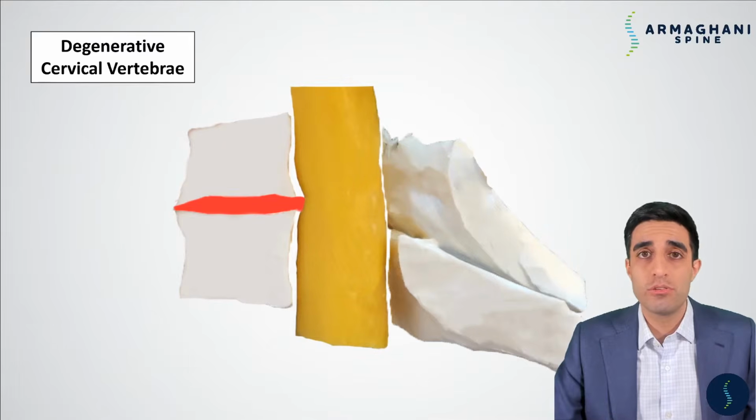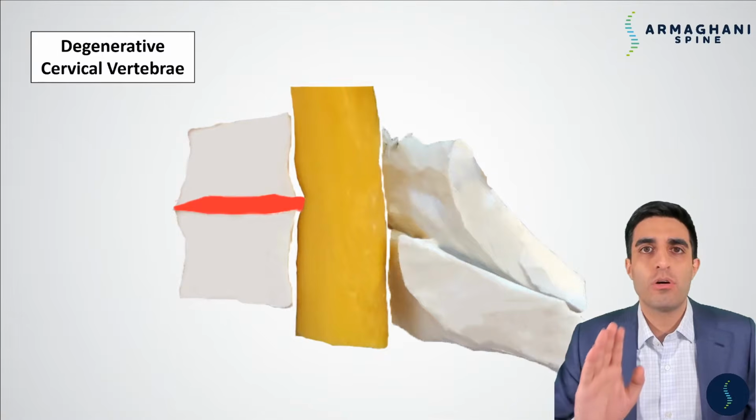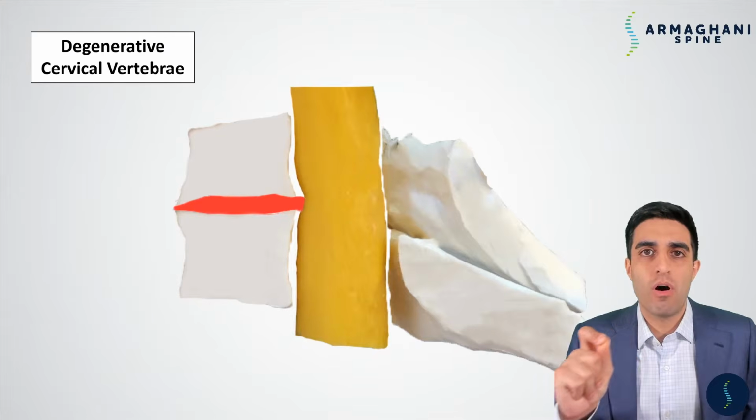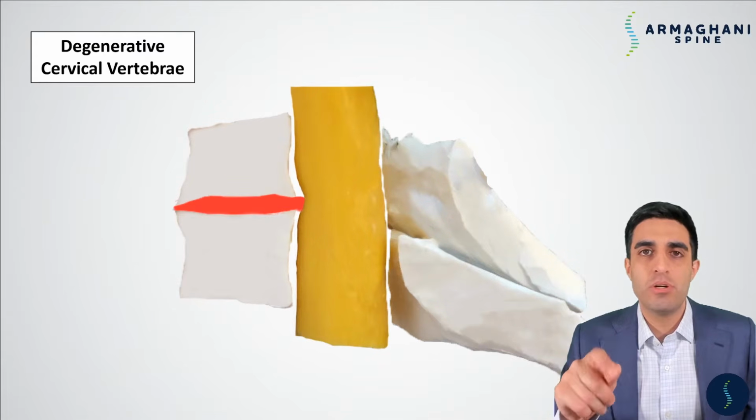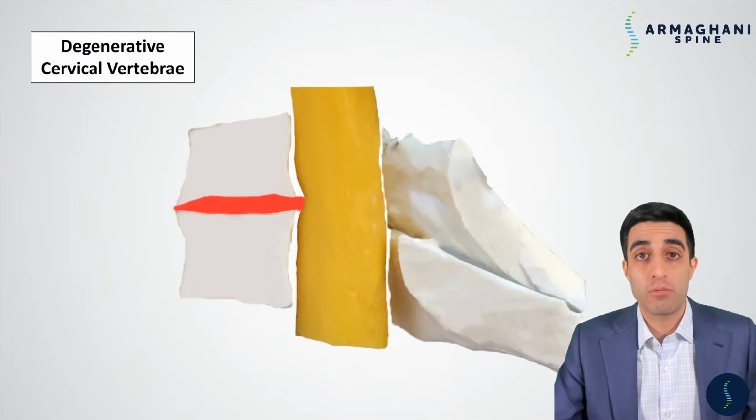Now, what is the goal of doing a procedure like this? Our goal is to try to remake normal anatomy. We need to remove all those degenerative features that we saw previously. We need to remove the bone spurs, we need to remove any disc bulging, and we need to make the disc height what it used to be back when it was normal.